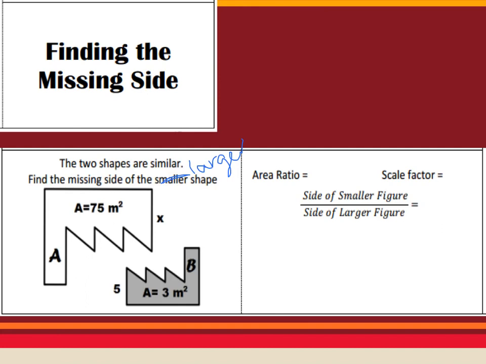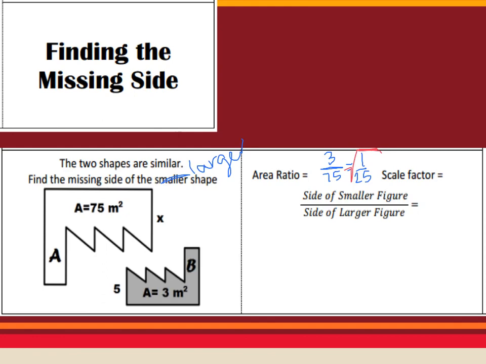The area ratio, our smaller figure, the image, has an area of 3. The larger figure has an area of 75. 3 over 75 can reduce to 1 over 25. Now, to find the scale factor, we have to square root this because our area is scale factor squared. So the opposite, if we know the ratio of the areas, we have to square root. The square root of 1 over 25. The square root of 1 is 1 in our numerator.